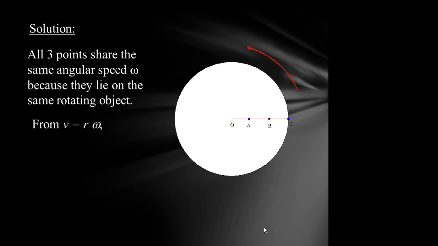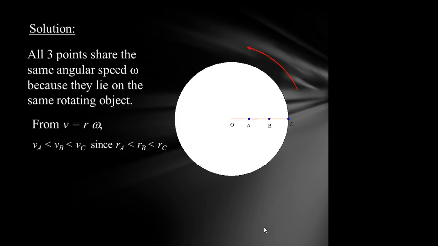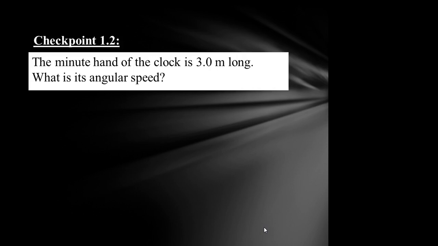So, safe to say, of course, if you're traveling the bigger arc, you need to travel faster. So C is the fastest, A is slower than B, B is slower than C, since R of A is smaller than C. I think most of you would have guessed it correctly, even by intuition, right? Okay, next question, a little bit less intuitive, but not difficult nonetheless.